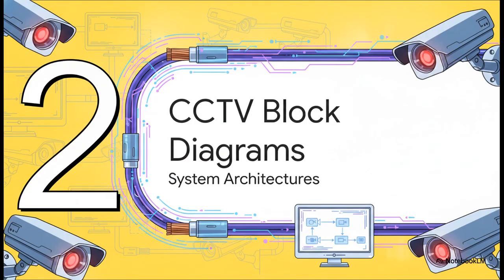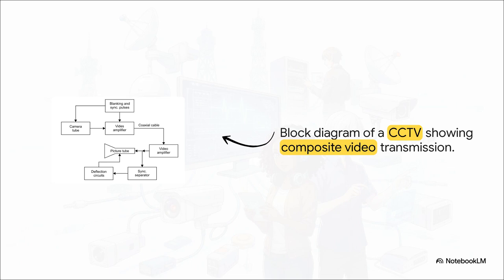Section 2. CCTV system block diagrams. In a standard closed-circuit setup, a centralized video amplifier acts essentially as the hub, transmitting the composite video straight over coaxial cable. But the real engineering magic here revolves around generating the blanking and sync pulses. Blanking pulses are absolutely vital. They literally turn off the electron beam during retrace.